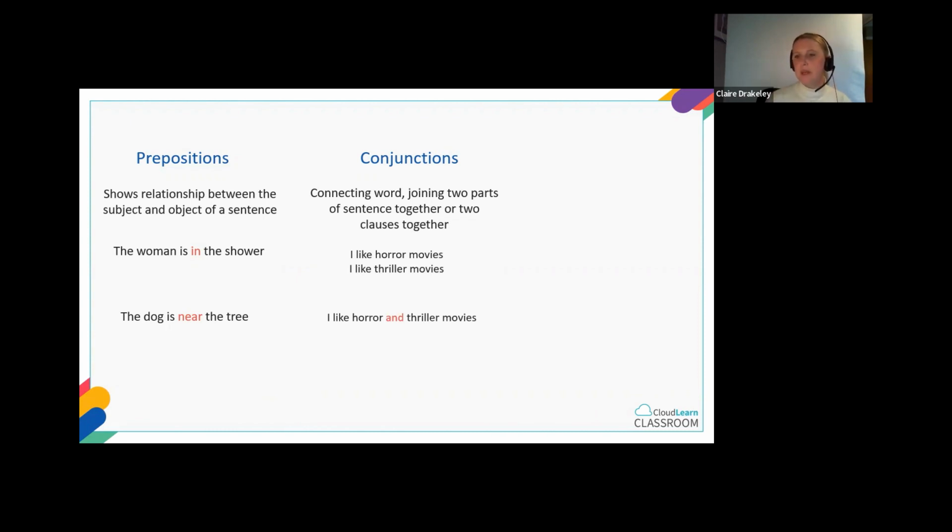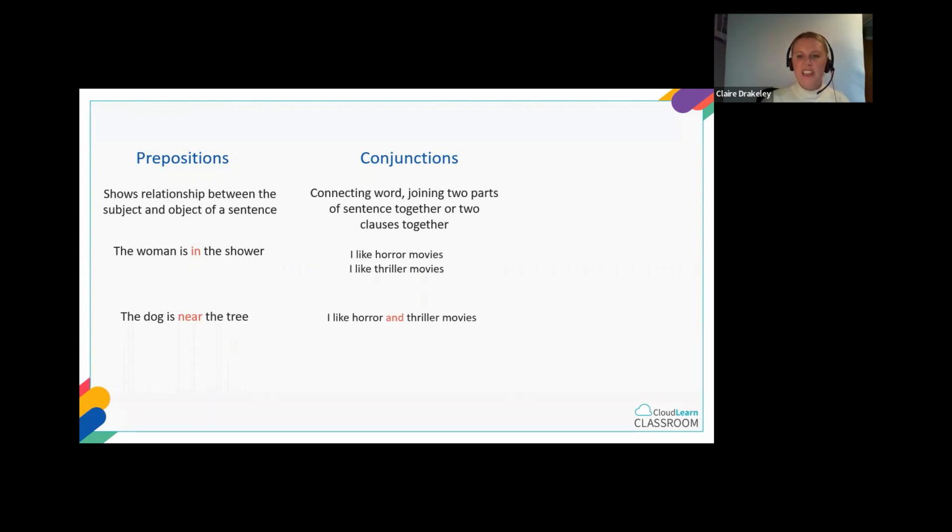We touched on this a little bit last week when we did commas. So a clause is something that can sit on its own as a sentence. I like horror movies. I like thriller movies. They are 2 complete sentences, but you can join them together with a conjunction. You would have to use a conjunction or a comma.